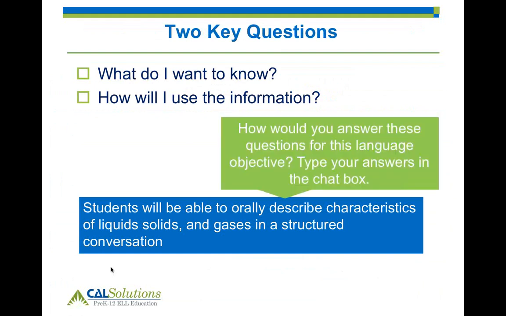Using this example of the objective that we had. So I'm going to come back to this language objective of students being able to orally describe the characteristics of liquids, solids, and gases in a structured conversation. And so right now, we won't talk about this, but think about this objective. Think about these two key questions. How would you answer these? What information might you want to know about students' learning for this objective, and then what decisions might you make about this information? Okay, and as you're taking a moment to think about that and enter some responses, I'm going to show you what we would say for this example.